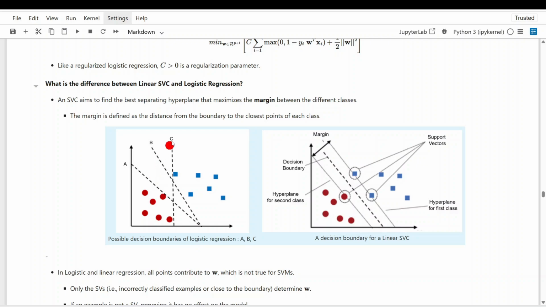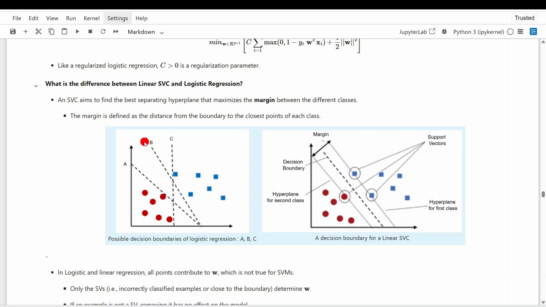And again, if we consider the decision boundary of C, and we have a certain point somewhere around here, let's say somewhere around here. Now, if you consider this point, it is very close to the red points. But if we consider this decision boundary C, then this point would be classified as blue.